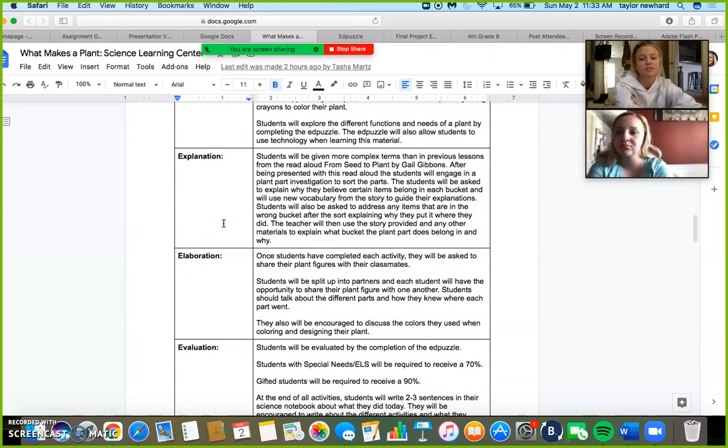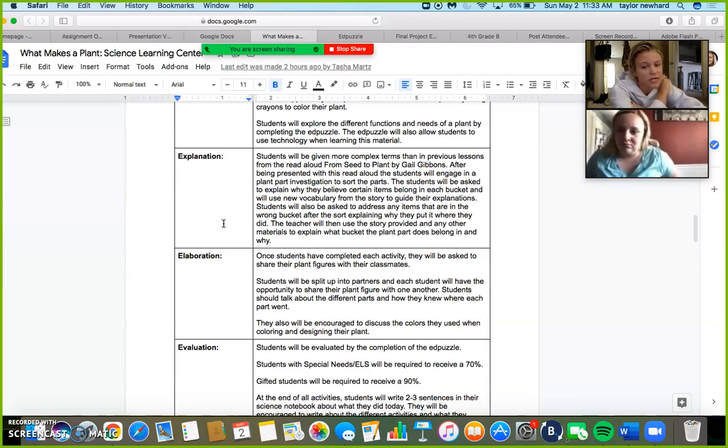For explanation, students will be given more complex terms than in previous lessons from the read aloud From Seed to Plant by Gail Gibbons. After being presented with this read aloud, the students will engage in a plant part investigation to sort the parts. The students will be asked to explain why they believe certain items belong in each bucket, and will use new vocabulary words from the story to guide their explanations.